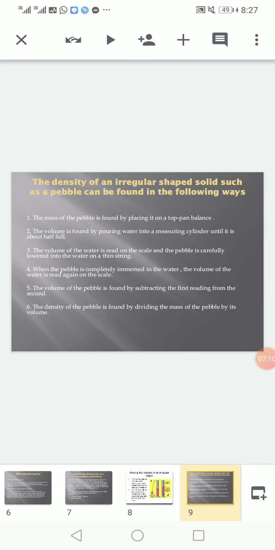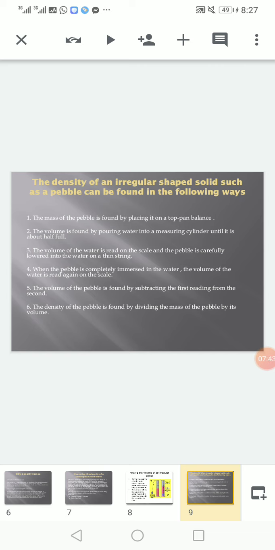Density of an irregular shape, such as a pebble, can be found in the following way. The mass of the pebble is found by placing it on a top pan balance. The volume is found by pouring water in a measuring cylinder until it's half full. The volume of the water is read on the scale, and the pebble is carefully lowered into the water on a thin string. When the pebble is completely immersed in water, the volume of the water is read on the scale. The volume of the pebble is found by subtracting the first reading from the second reading. The density of the pebble is found by dividing the mass of the pebble by the volume.